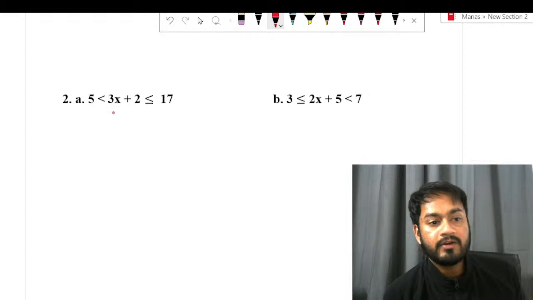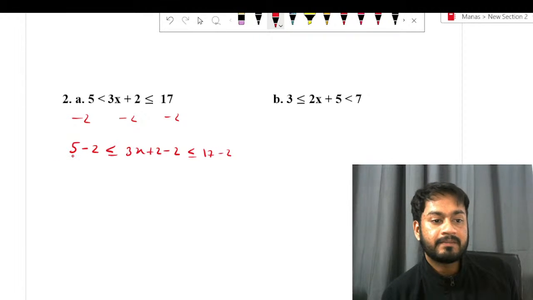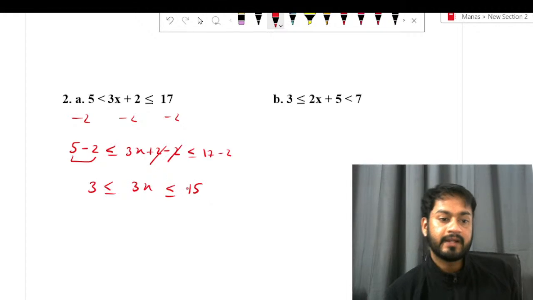Now I will eliminate this 2 first. So I will subtract 2 from all three sides. How can I do that? 5 minus 2, then 3x plus 2 minus 2, and 17 minus 2. So 5 minus 2 is 3, less than or equal to, this plus 2 and minus 2 cancel, so this is 3x, and then less than or equal to 17 minus 2, which is 15.